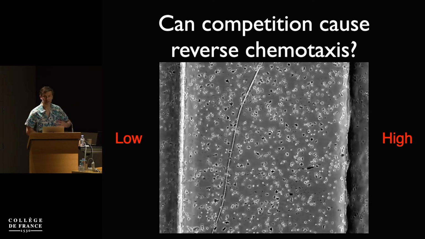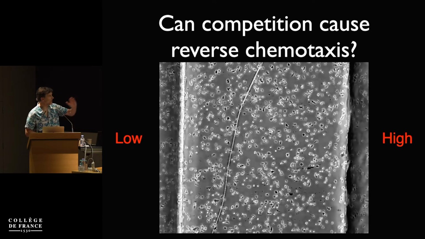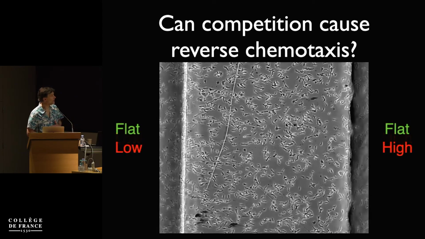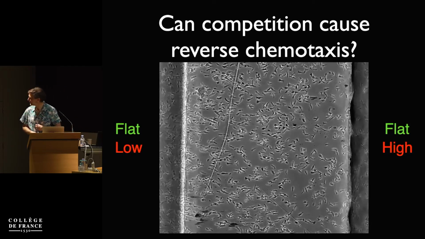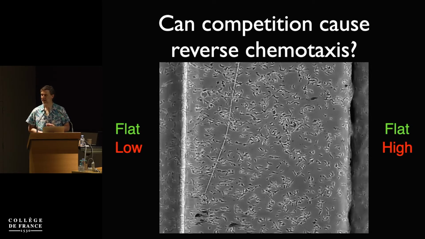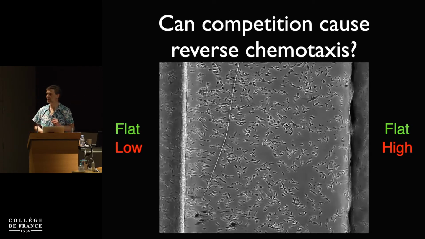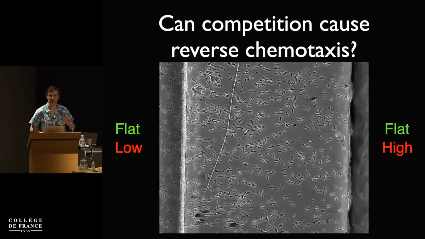But if you mix the repellent and the attractant, then the cells whoosh backwards. So that's nice. That is by far the strongest chemorepulsion assay that I've ever seen anyone do, by far the clearest.